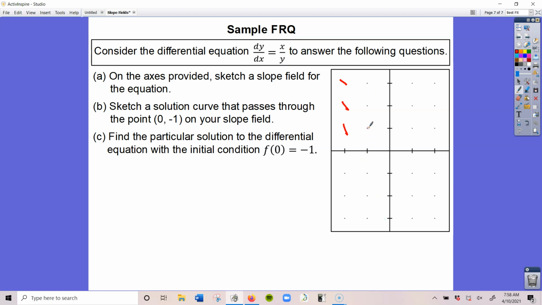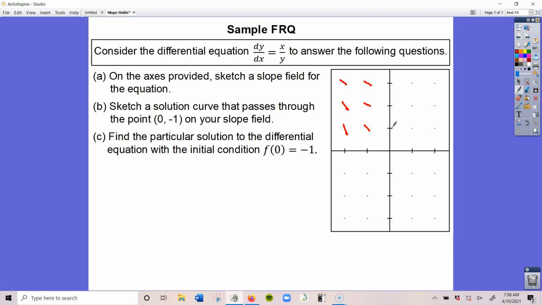Now let's plug in -1, 1. -1 divided by 1 is -1. If I plug in -1, 2, we would get -1 over 2, which is -1/2, so steeper. And if I plug in -1, 3, we get -1/3, which is also steeper. So notice that the slopes above would be steeper.